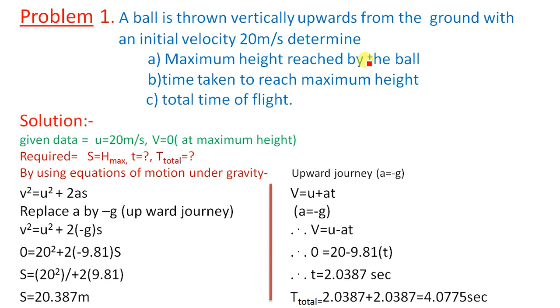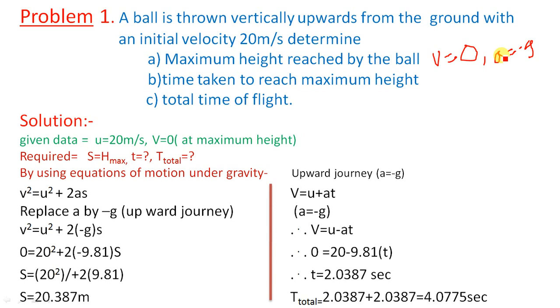When it reaches the maximum height, what happens? At maximum height, the final velocity v is 0, and g is always minus. So here a is equal to minus g. So at maximum height, u is given, v is given, a is given.